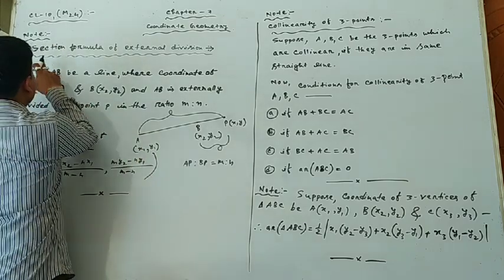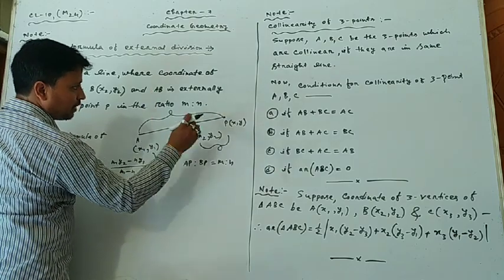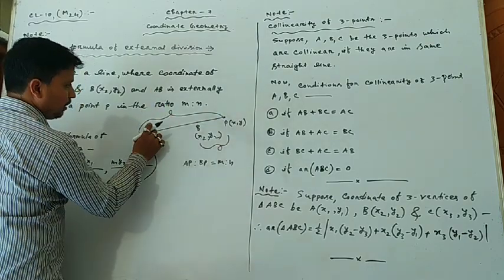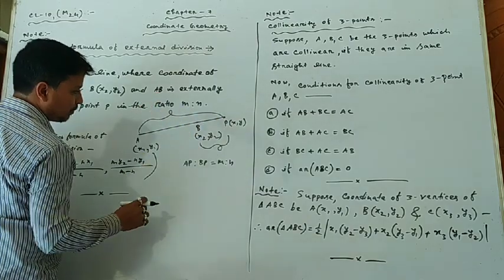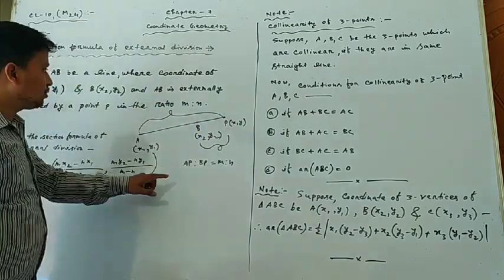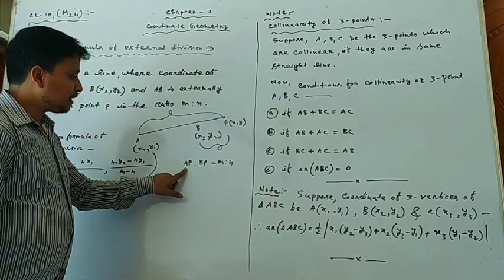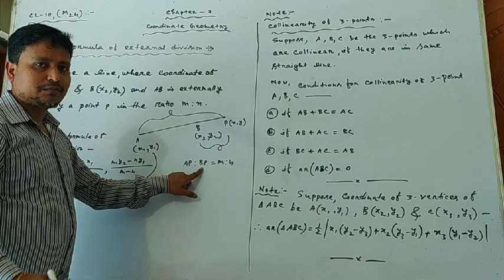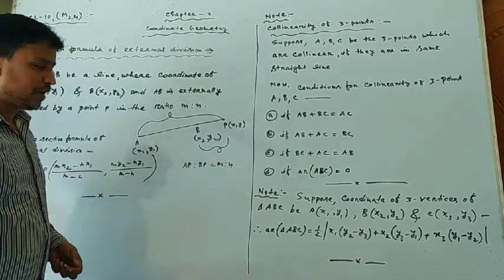Section means part. What are the parts? AP is one part and BP length is another part. A to P distance is one part and B to P distance is another part. That is written as the ratio M is to N, meaning AP length is to BP length. After getting AP length and then BP length by using the distance formula, if you find the ratio, that ratio is M is to N.